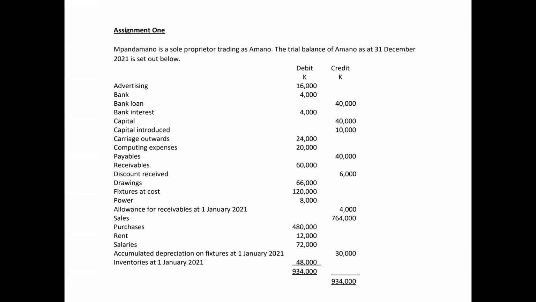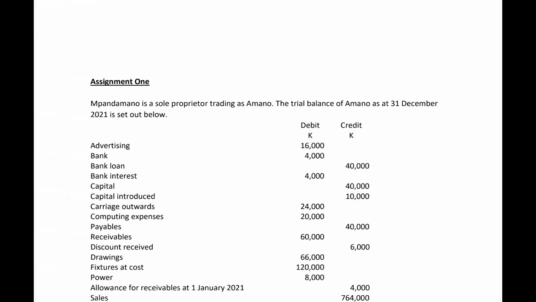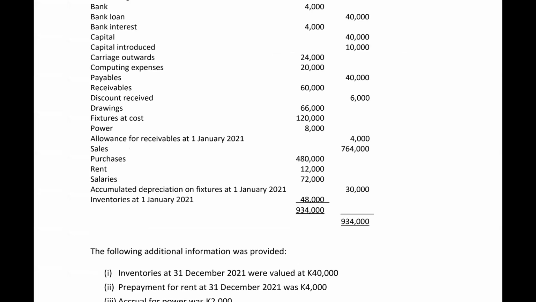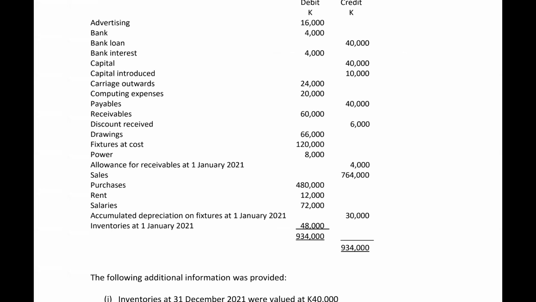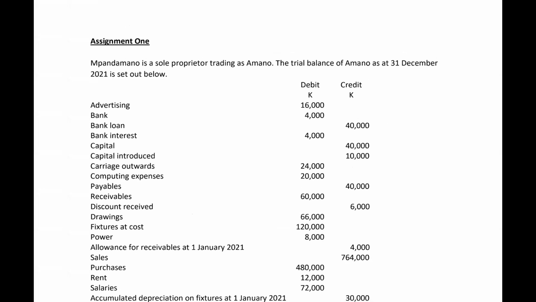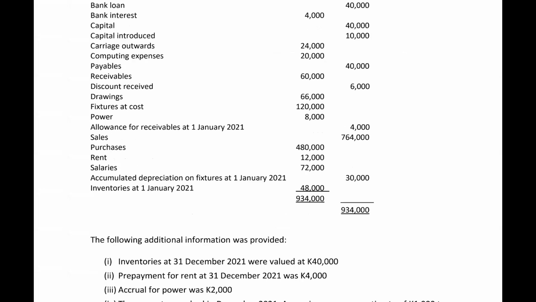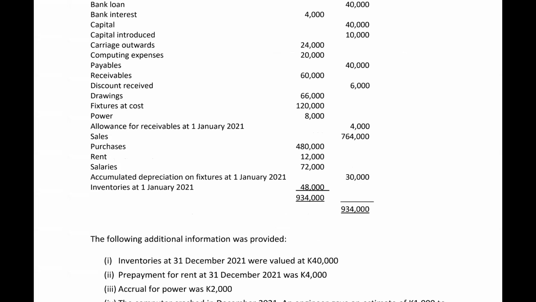I want us to move forward now. So this is the assignment that was given to our colleagues. What we're going to go over again is to ascertain what goes in the profit and loss and what goes in the balance sheet quickly, since we had already done this at some point. Then we'll do the necessary workings. From there, we'll present the profit and loss statement and the balance sheet.